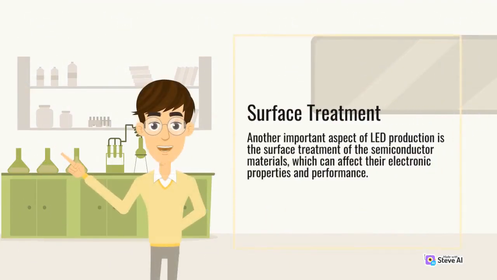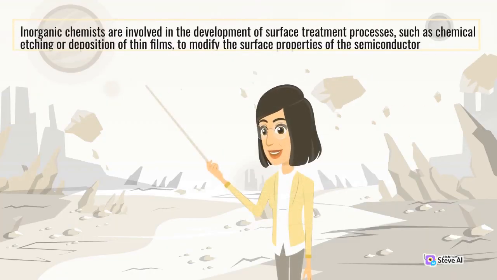Surface treatment. Another important aspect of LED production is the surface treatment of the semiconductor materials, which can affect their electronic properties and performance. Inorganic chemists are involved in the development of surface treatment processes, such as chemical etching or deposition of thin films, to modify the surface properties of the semiconductor.